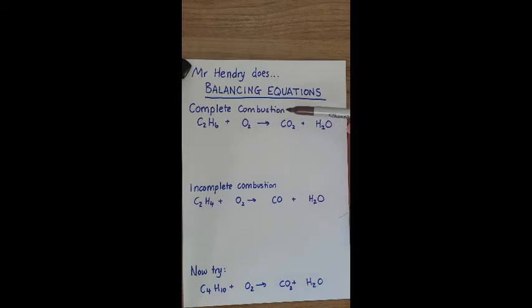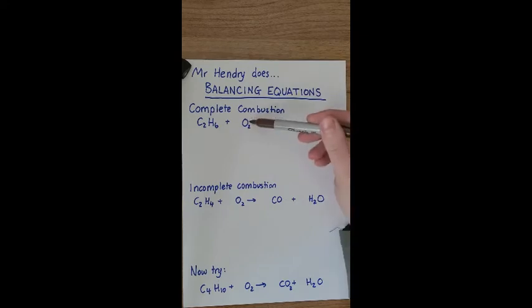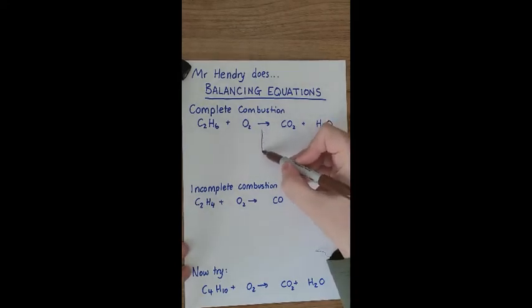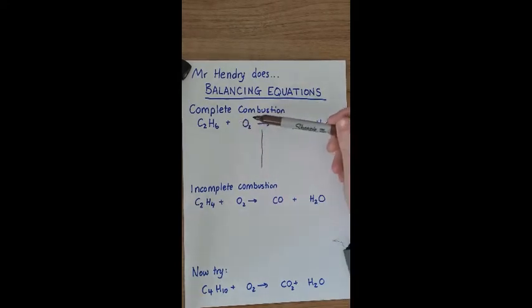So in our first example here, we've got the complete combustion of ethane, so it's reacting with oxygen to produce carbon dioxide and water. Now, the big question that would be in an exam would be, can you balance this equation? So the first thing I'm going to do is draw a line at our arrow so we can separate into the reactants and the products of our reaction.